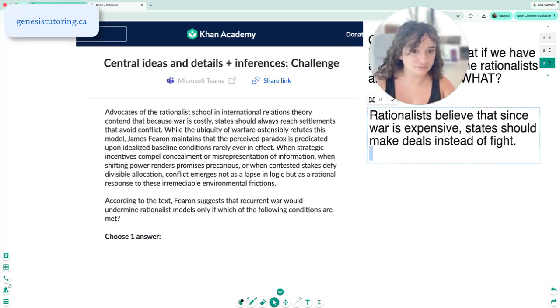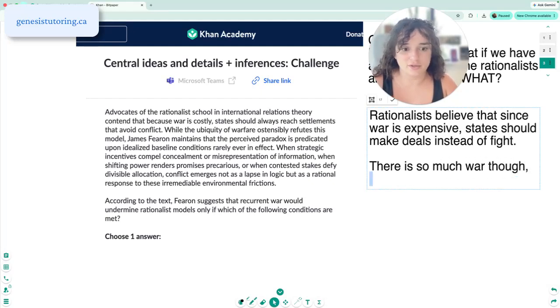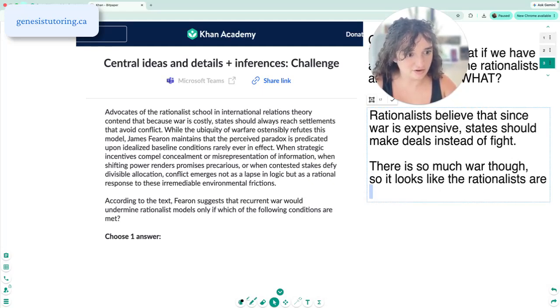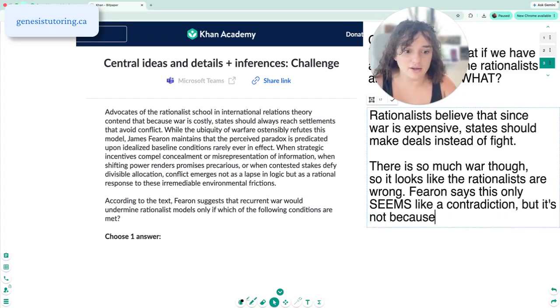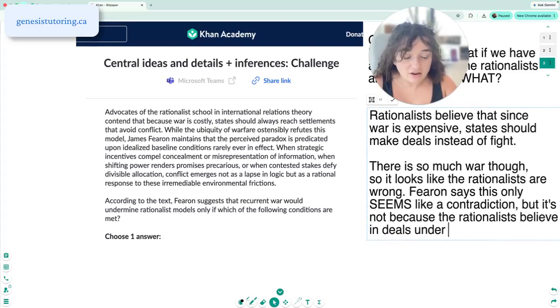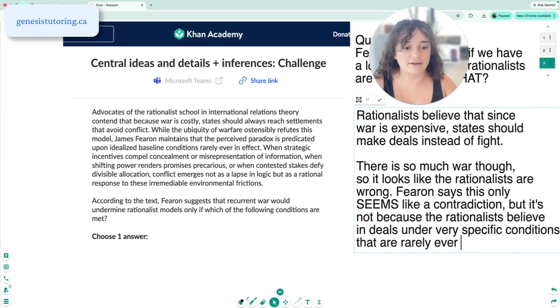Okay? So, if we're going to summarize that, there is so much war, so it looks like the rationalists are wrong. Fearon says this only seems like a contradiction. And the reason it's not, because the rationalists believe in deals under very specific conditions that are rarely ever met or in existence.